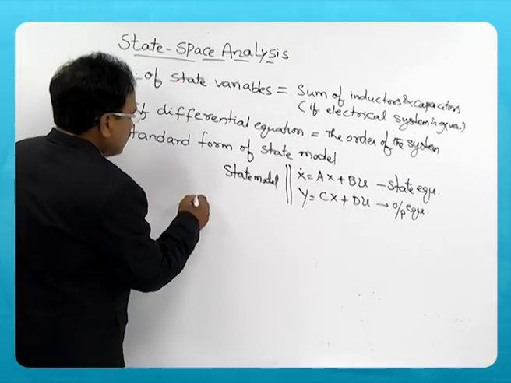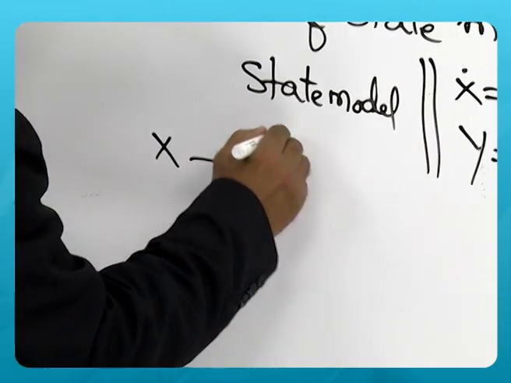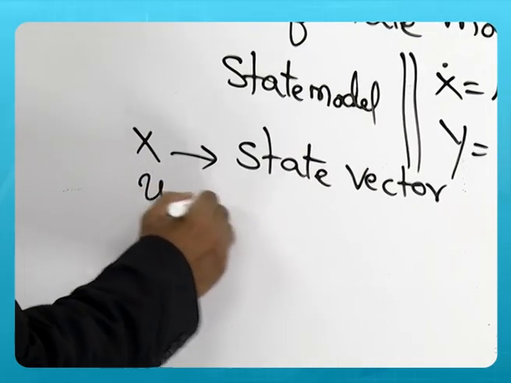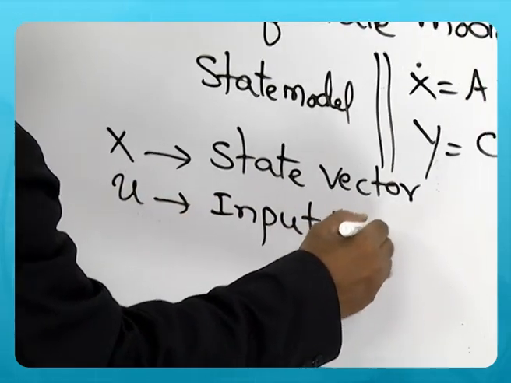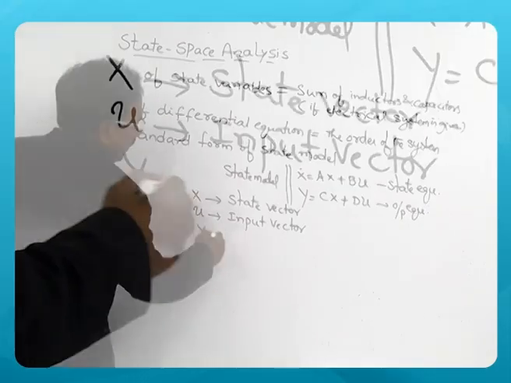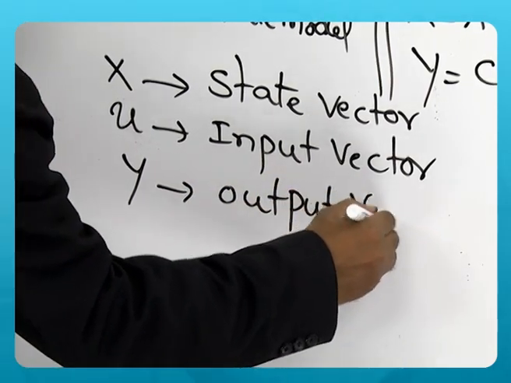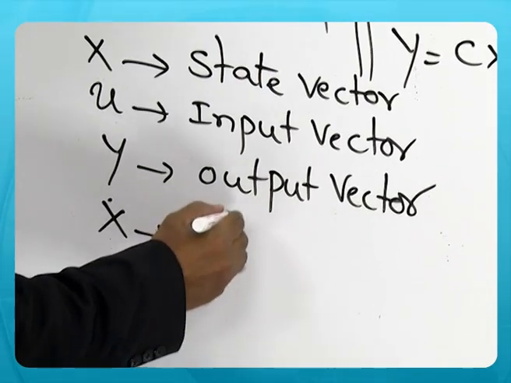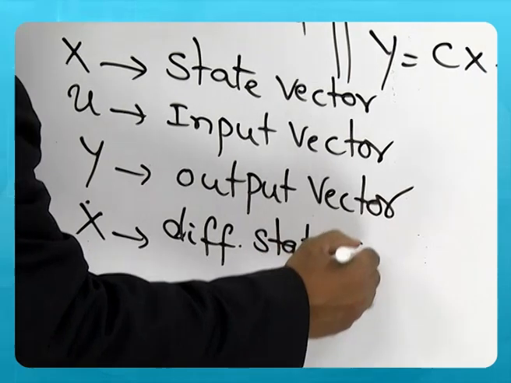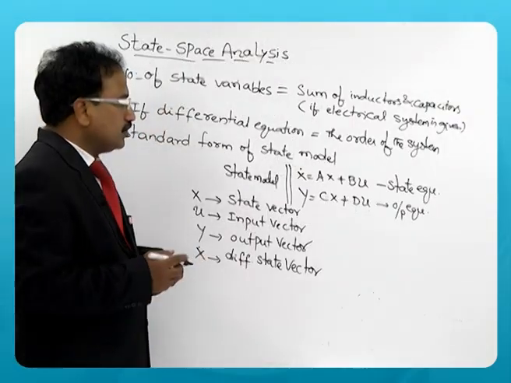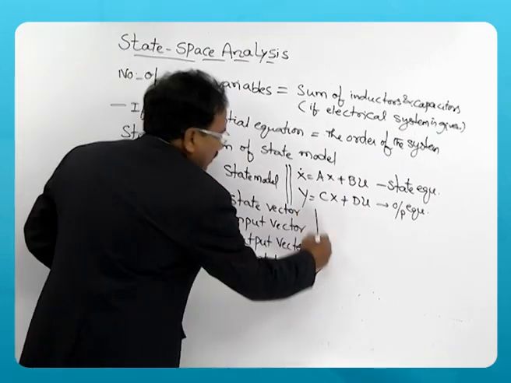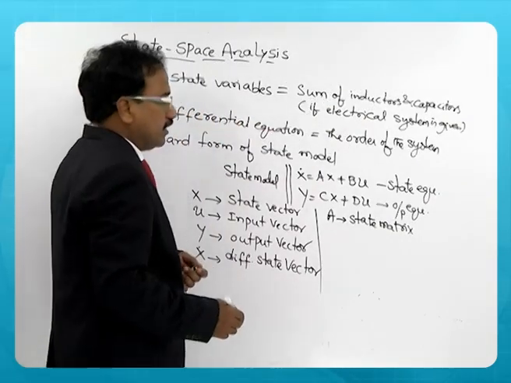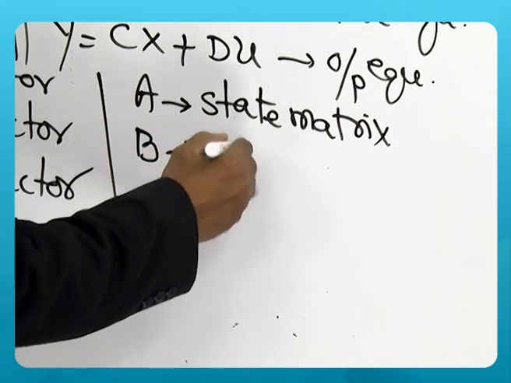So in this, what is x? X is known as the state vector. The state of the system is known by this state vector, and u is the input vector, and y is the output vector, and x dot is the differential state vector. A is the state matrix. And B is the input matrix.